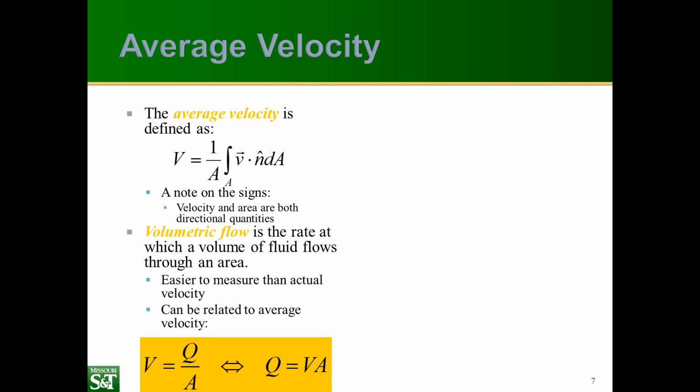We can also define a volumetric flow, or Q, which is the rate at which the volume of a fluid flows through an area. The reason we do this is because it's often easier to measure than the real velocity of the flow. And we can relate that to the average, so we can say the average velocity is volume flow rate divided by area, or volume flow rate is velocity times area.